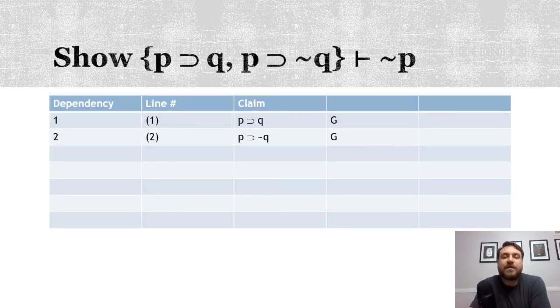And so what we're going to do here is show that the sentence if P then Q, and the sentence if P then not Q, entail the sentence not P.